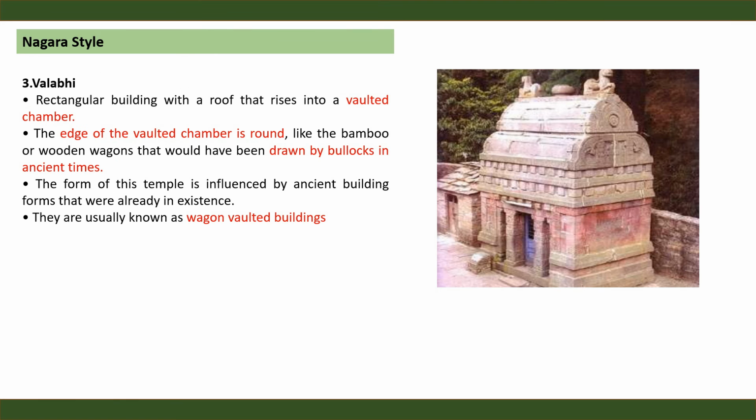Next is Valabhi. That is a rectangular building with a roof that rises into a vaulted chamber. The edge of the vaulted chamber is round, like bamboo or wooden wagons that would have been drawn by bullocks in ancient times. The form of this temple is influenced by ancient building forms that were already in existence. They were usually known as wagon-vaulted buildings.